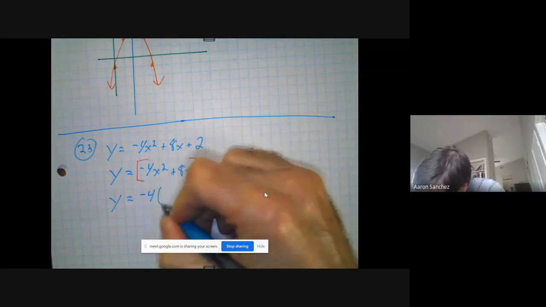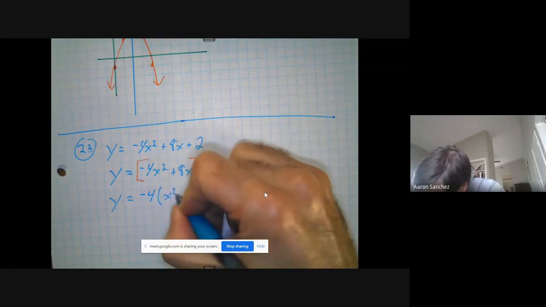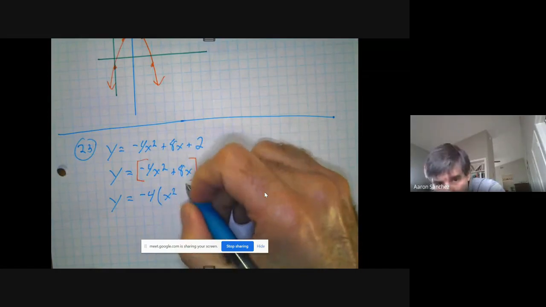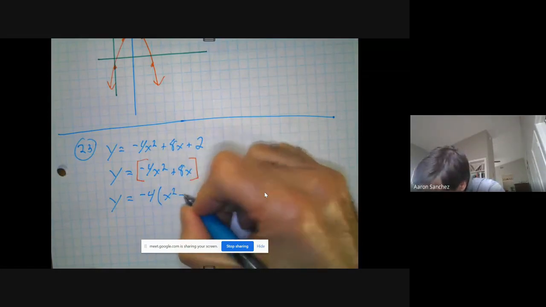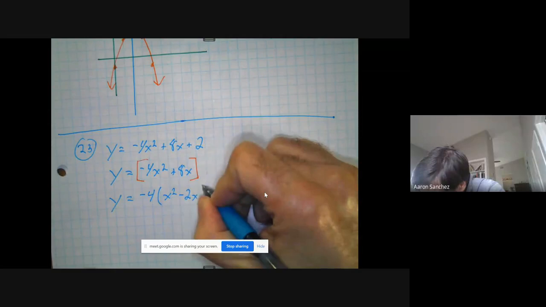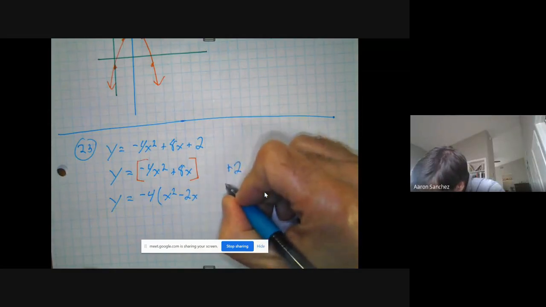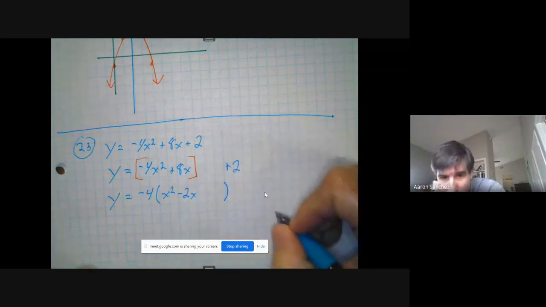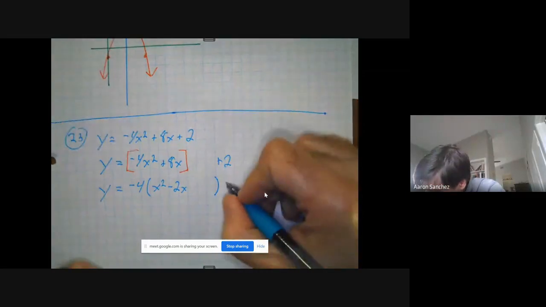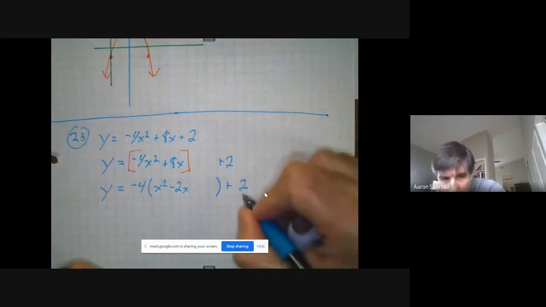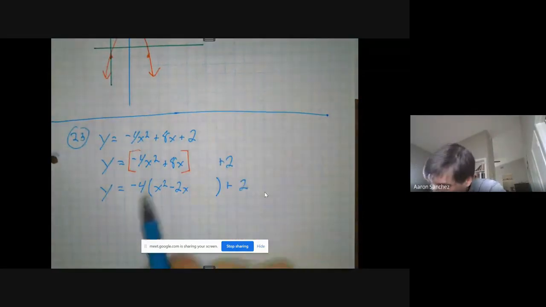So it'll be -4 times x squared. -8 divided by -4 would be -2x. Then we put our parentheses, leave a space there, and then we add the 2. Don't forget our +2 there. To complete the square, we need to get the x squared by itself.